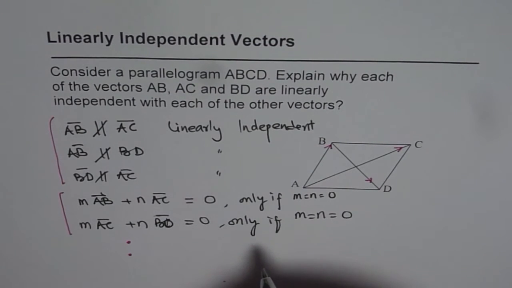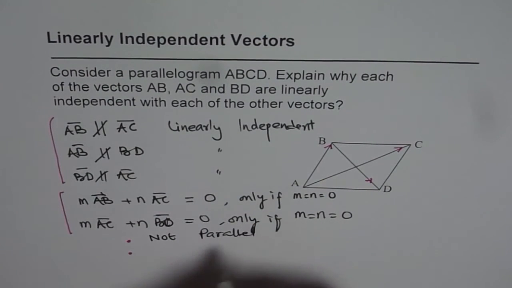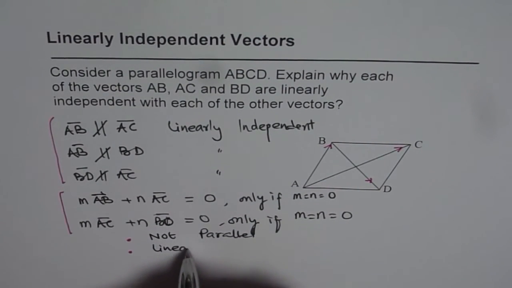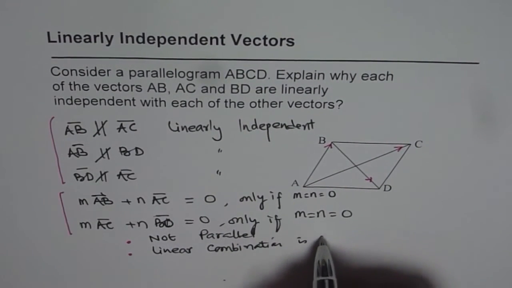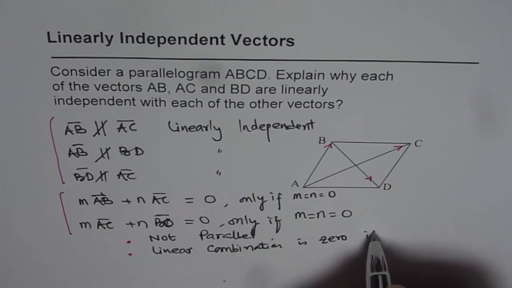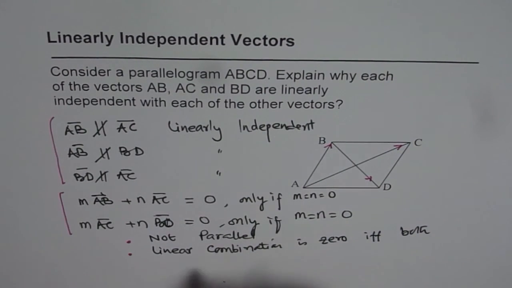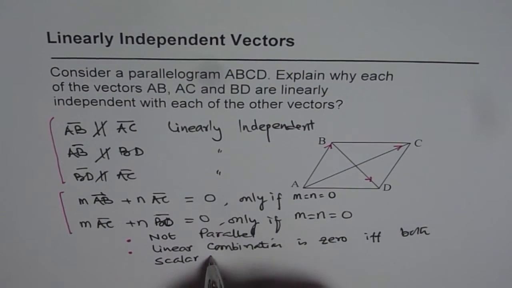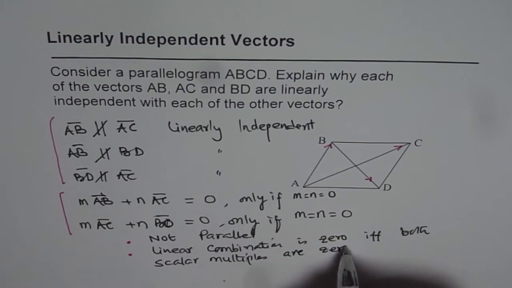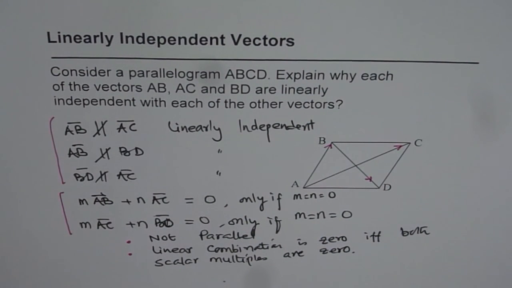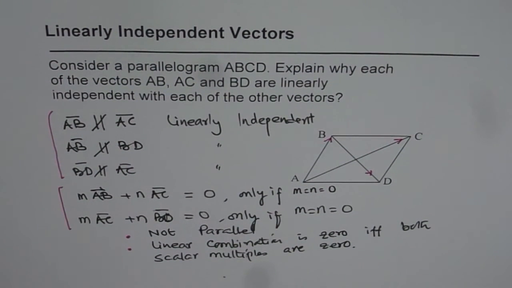So one way in which you can prove it is that they are not parallel, or you can say the linear combination is 0 if and only if both scalar multiples are 0, right? So only then is that linear combination 0, not otherwise. So that is how we can show that these vectors are independent vectors.